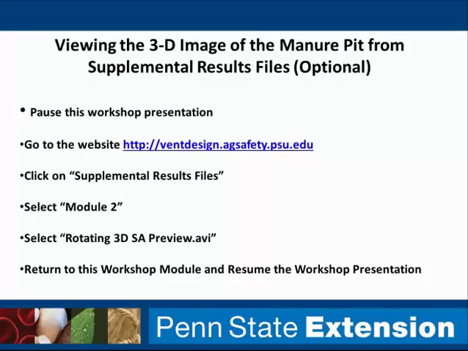If you want to do an optional exercise now, or after the conclusion of this presentation, if you'd like to play with this 3D image for the manure pit that we just inputted, pause the workshop presentation, go to ventilationdesign.sagsafety again, and then click on a button that says Supplemental Results File. In that Supplemental Results File, select Module Number 2, and in Module 2, select Rotating 3D SA Preview, that standalone preview. And then when you're in there, do the right-clicking and rotate it, cut away the cover, look at all the different features of that 3D view, and you'll see that it's quite powerful and interesting.